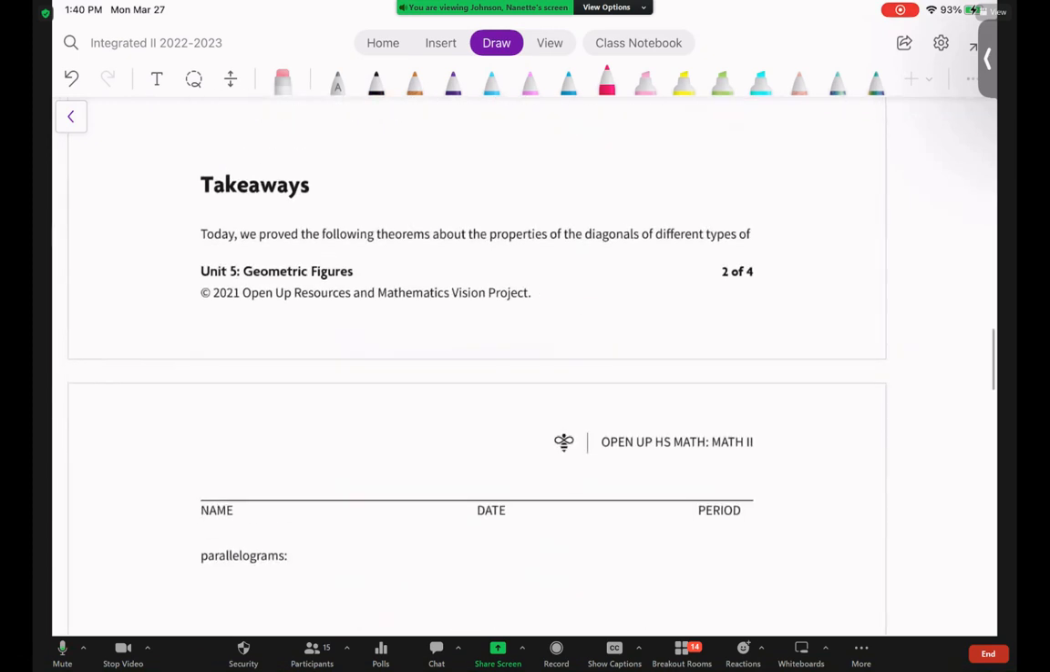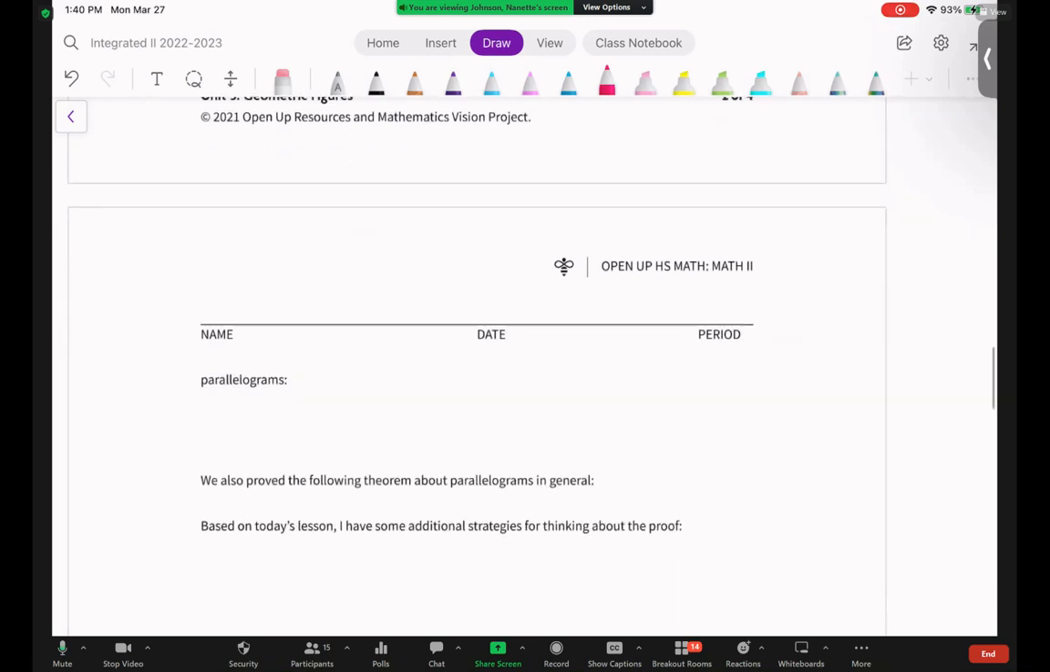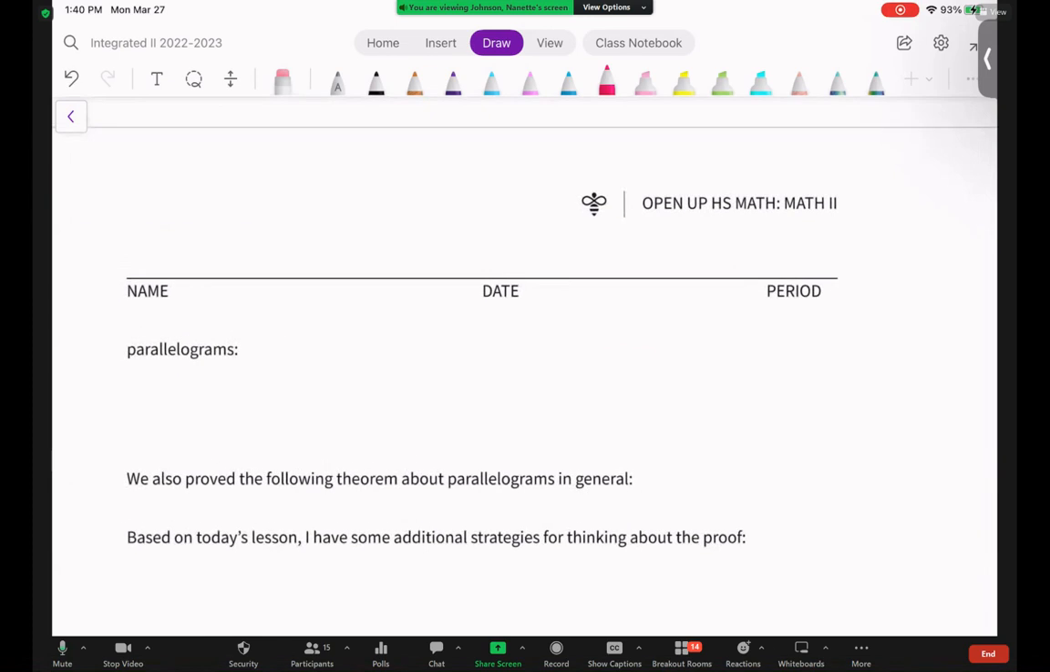So here's your takeaways. It says, today we proved the following theorems and properties of the diagonals of different types of parallelograms. I'm going to type them because I can type faster than I can write. Give me one second. I want to copy them to that other page, but maybe, we'll see. Oh, there it is. Okay.